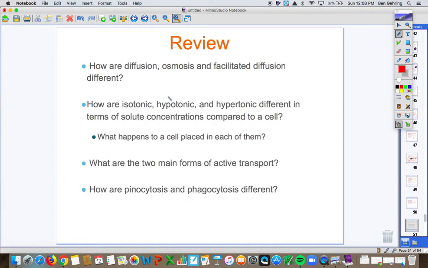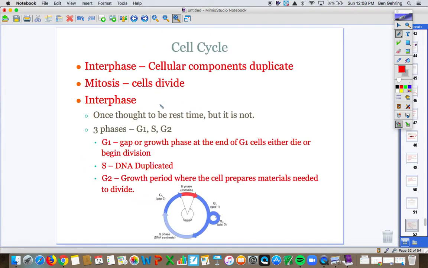All right. How are diffusion, osmosis, and facilitated diffusion different? These three terms. How are isotonic, hypotonic, and hypertonic solutions different? What happens to a cell if it's placed in each of those? What are my two main forms of active transport? And how are pinocytosis and phagocytosis different? Last thing we're going to talk about after you answer this is mitosis, and then we'll be done with today's lesson.